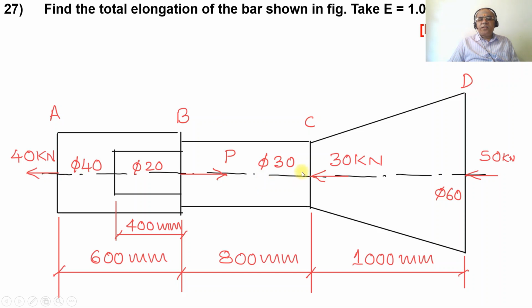So acting towards the right side at this point, and here, again, it is 50 kilonewton, which is acting towards the left side. So 120 minus 70 will be 50. Since it is positive, it is acting towards the right side. So again, at the section CD, you are going to have the compressive load.